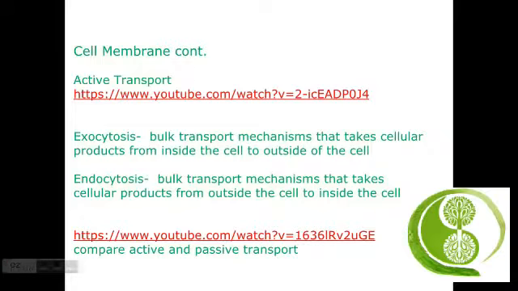Okay, so with active transport, we have exocytosis and endocytosis. Exocytosis is where the bulk transport mechanisms take cellular products from inside the cell to the outside of the cell. So it exits the cell. So exocytosis. Endocytosis is where it brings stuff into the cell. Bulk transport mechanism takes cellular products from outside to inside the cell.